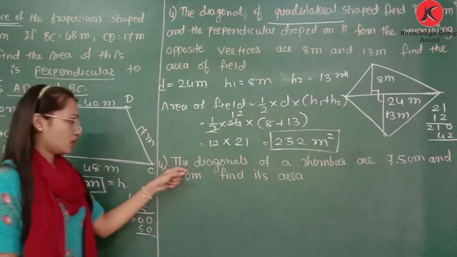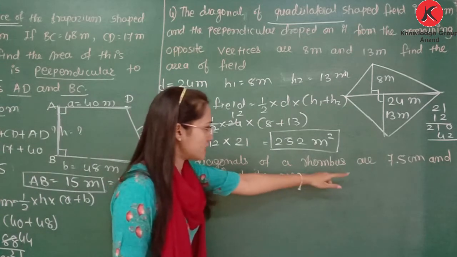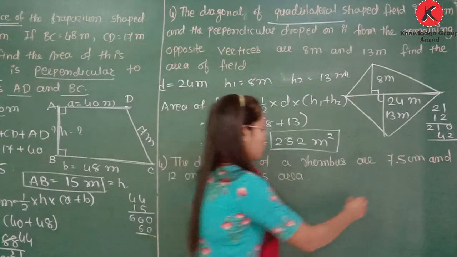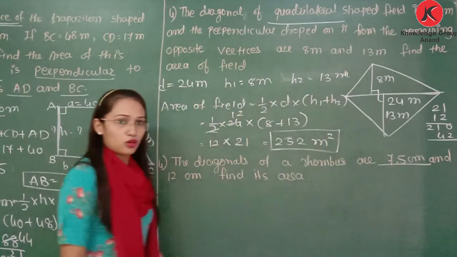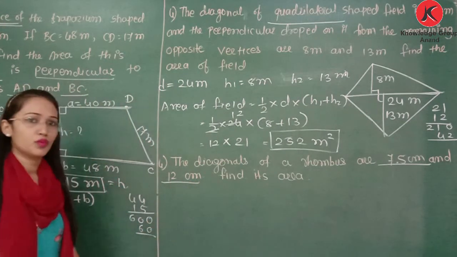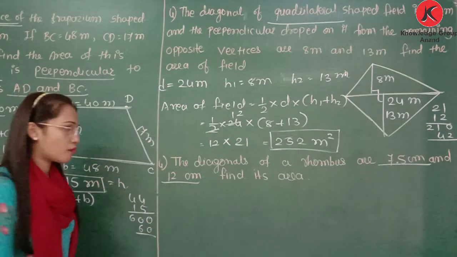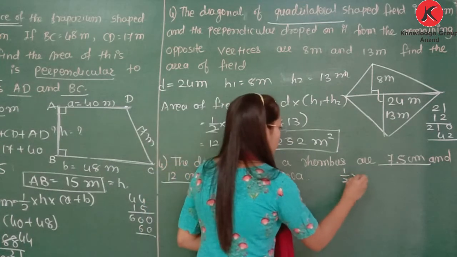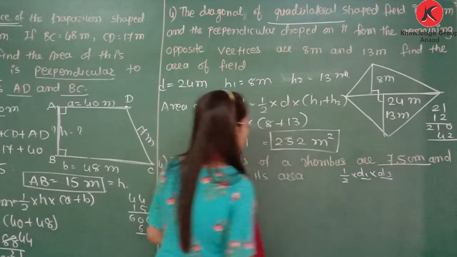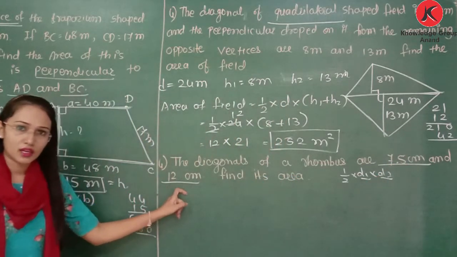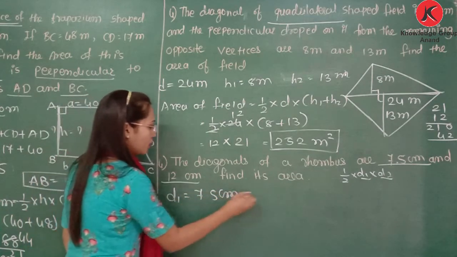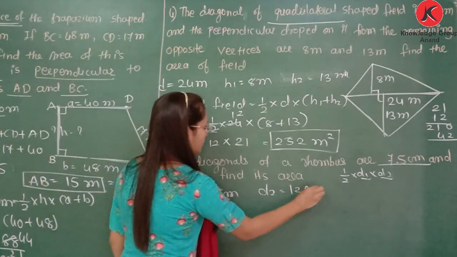Clear? Now next one. The diagonals of a rhombus are 7.5 centimeter and 12 centimeter. Find its area. So what information is given? Diagonals of the rhombus are given, 7.5 centimeter and 12 centimeter. What is the equation for the area of a rhombus? That is 1 by 2 d1 multiply d2. So d1 is given 7.5, d2 is given 12 centimeters. So we can directly use the equation. Here d1 is 7.5 centimeter, d2 is 12 centimeter.